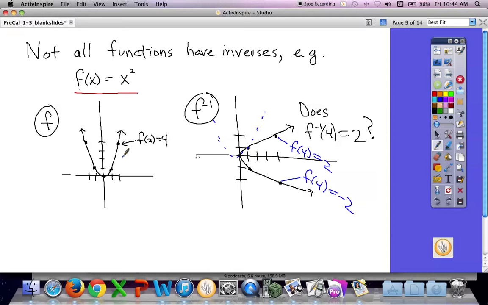So again, both have to be functions. f and f minus 1 have to be functions, so both have to pass vertical line tests. But if that passes a vertical line test, then this must pass a horizontal line test. So you could just focus on this one. It must pass both tests. That's why this one doesn't have an inverse.